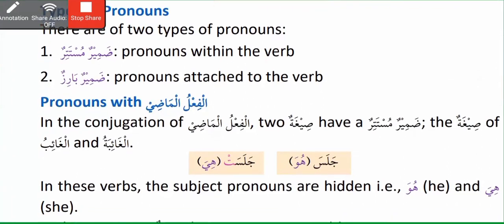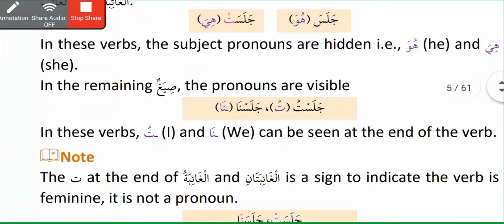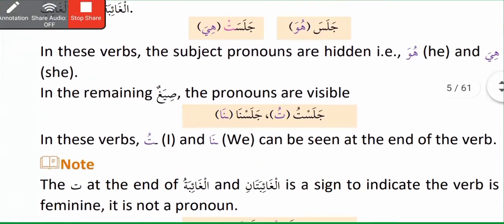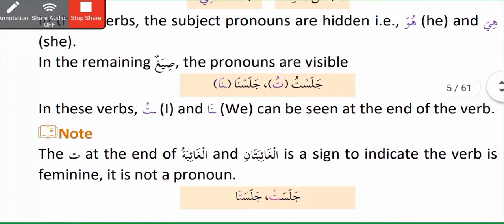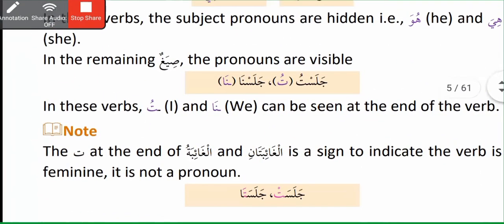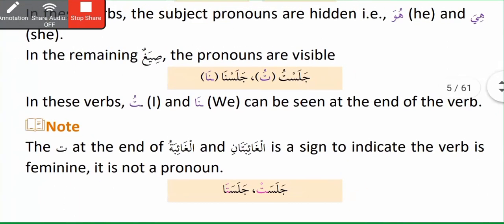So the word jalasat is fa'il, and the word jalasa is also fa'il. The fa'il is zamir mustatir. And for the other ones, we have zamir bariz. For example, in the remaining siyaq, the pronouns are visible. The visible pronoun, right? Hu, huma, hum, ha, huma, hunna. Ka, kuma, kum, ki, kuma, kunna. All of them are these zamir.